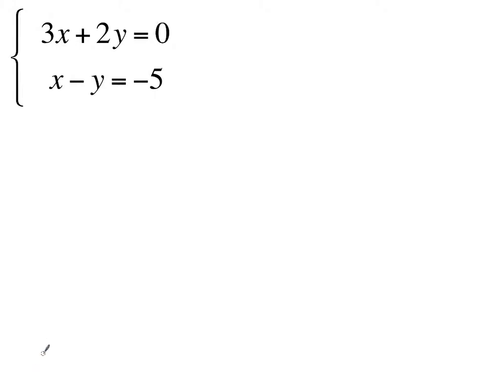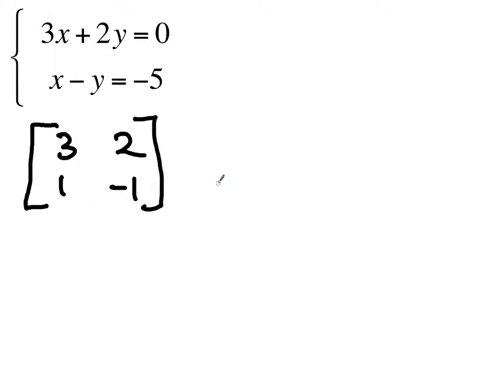What Cramer's rule says is if you have something in this form, you can write out the coefficient determinant: 3, 2, 1, negative 1. This is the coefficient matrix. You can find the determinant of this, which just means vertical bars around it.